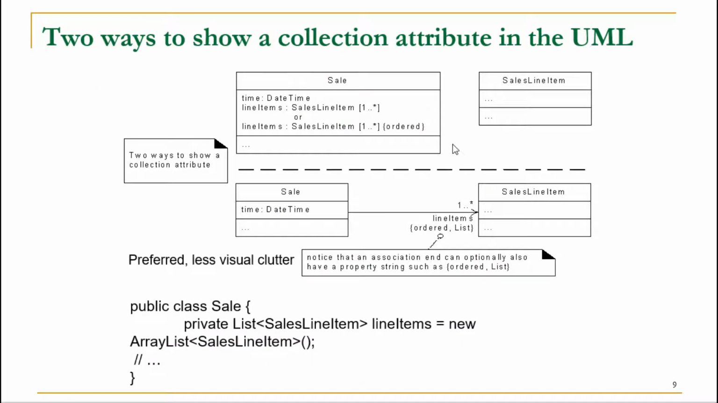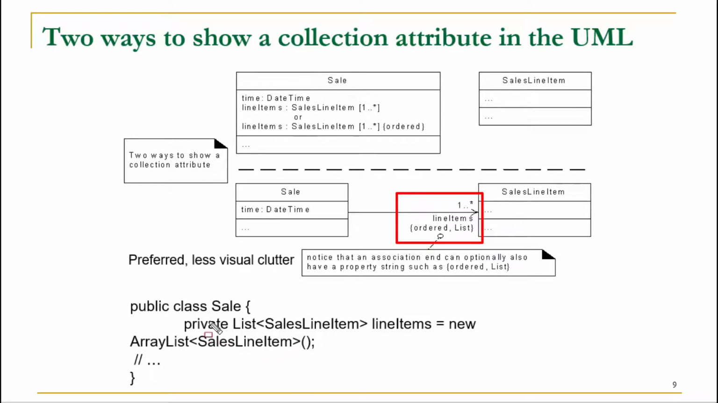There are also scenarios when we have the attribute in the form of a collection. Maybe you can have an array or an array list or any other form of a collection. In that case, if you want to show such attributes, there are again 2 options: you can place them as the attribute text in the class itself, or you can place them on the association line.